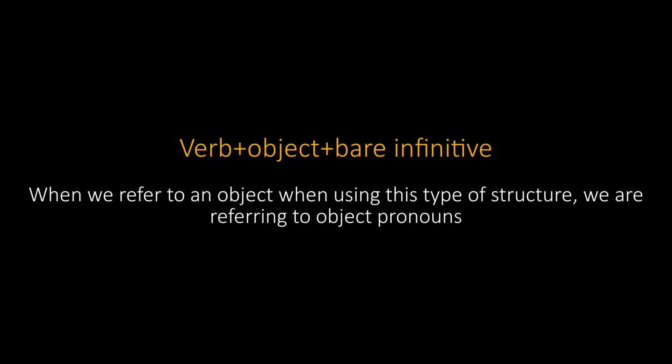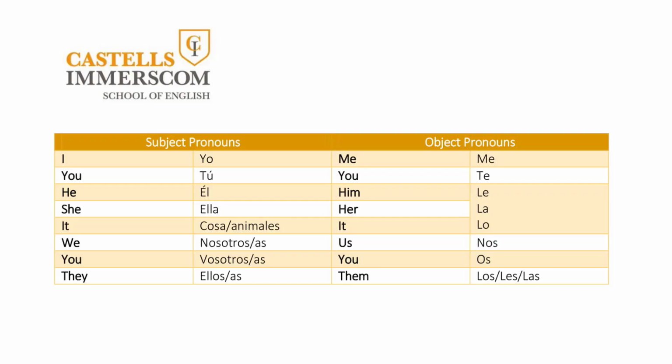So firstly, let's be sure to clarify what I mean by an object. Okay, so when we refer to an object in English, when using this type of structure, we are referring to object pronouns. Object pronouns are different from subject pronouns. Subject pronouns are the subjects that start sentences, whereas object pronouns occur after verbs and prepositions in English.